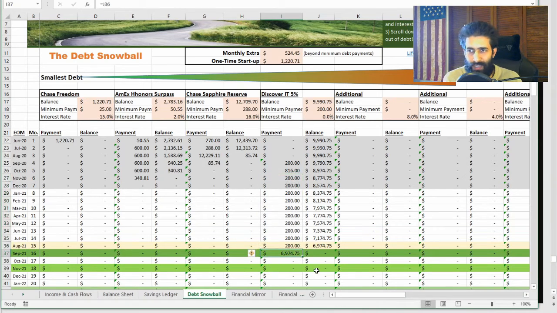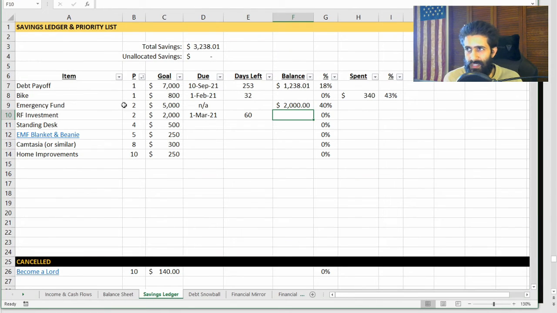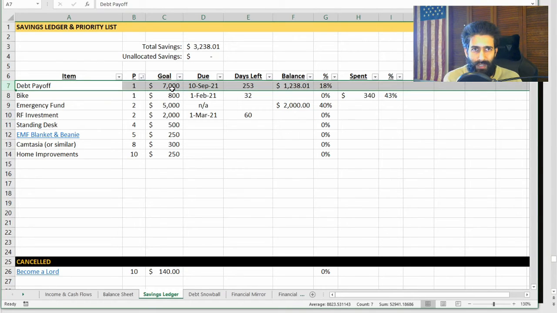And at that point, I have the option of paying off the full balance if I want to do that, which is going to be just under $7,000. And in conjunction with this, I have a savings ledger going here with a goal to save $7,000 by the date that the promo wears off. So I'm 18% of the way there.